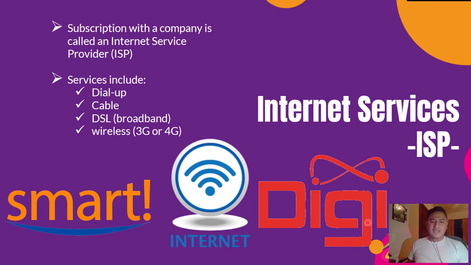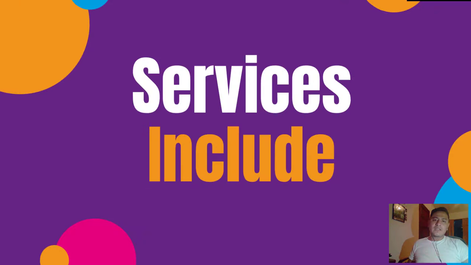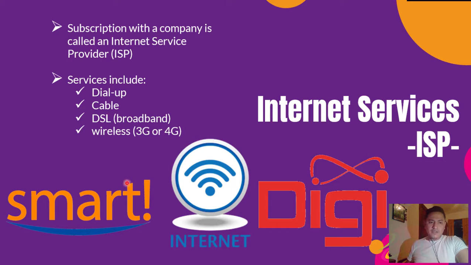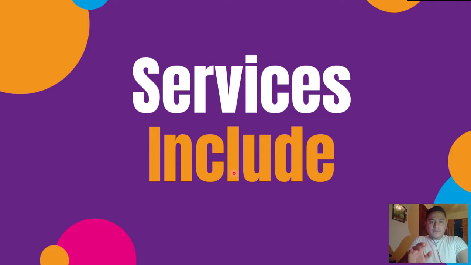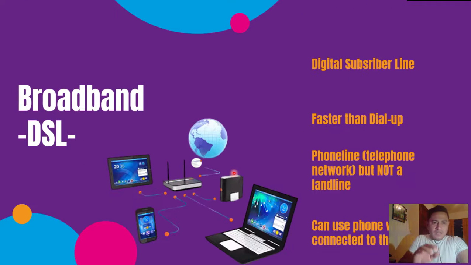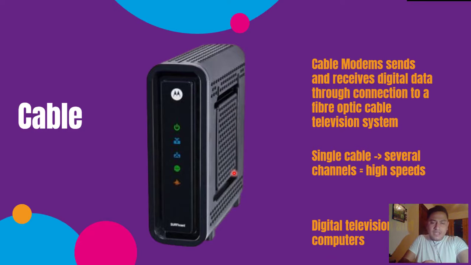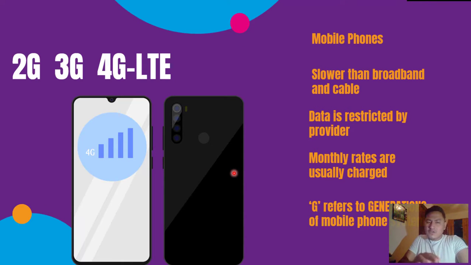And then BTL provides something called Diginet. Okay. Now, services that are included among internet services are dial-up, cable, DSL or broadband, and wireless 3G or 4G. Now let's look at these services that are included because of internet service providers. An internet service provider such as these companies can either offer you something called dial-up, something called broadband DSL, something called cable, or something called 2G, 3G, 4G LTE.